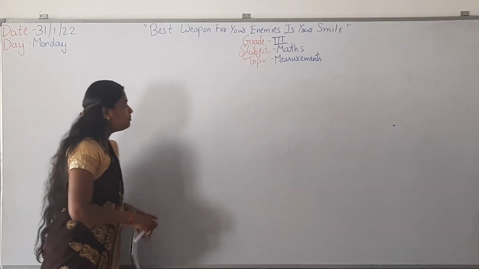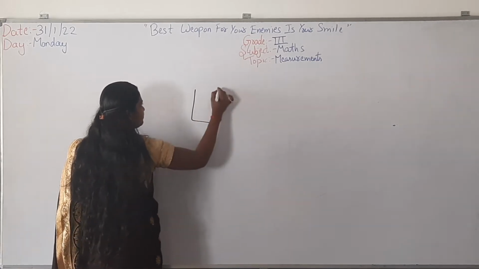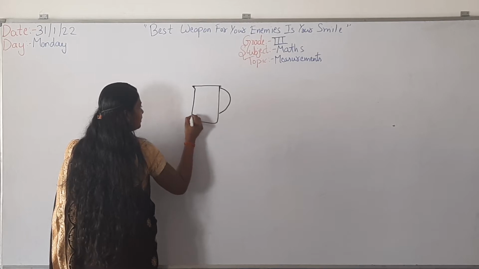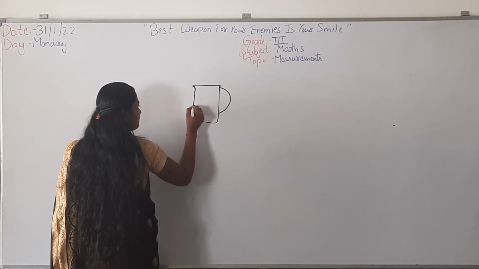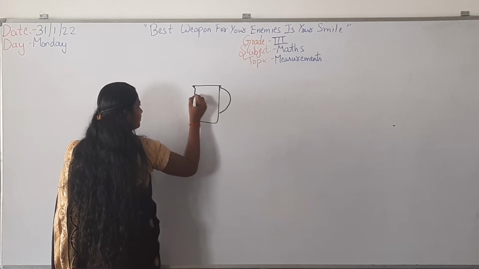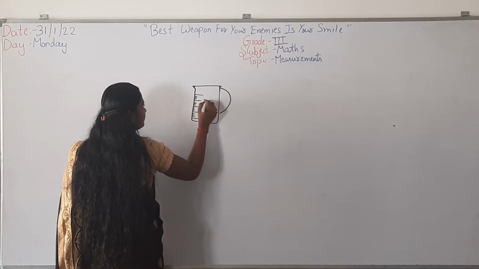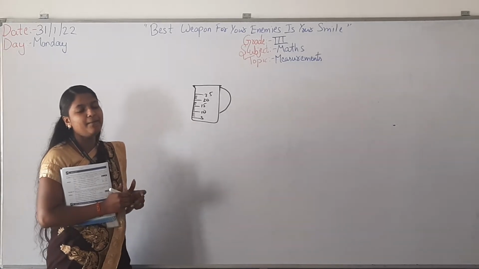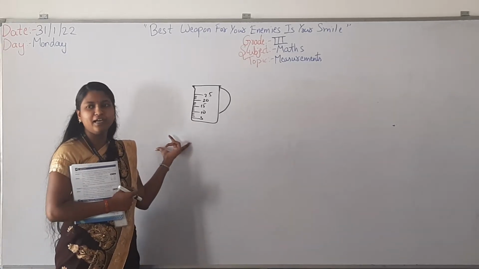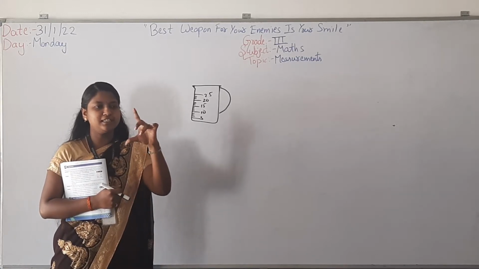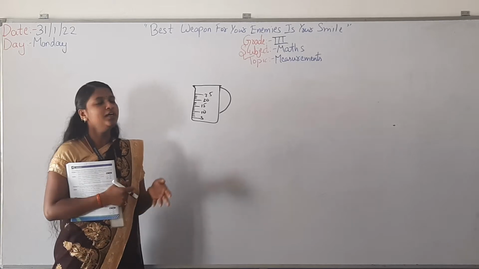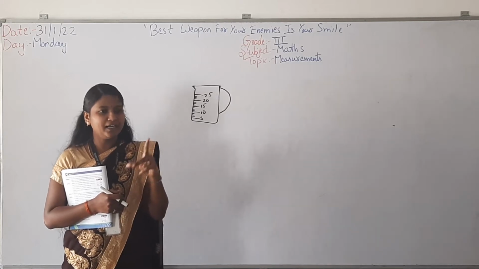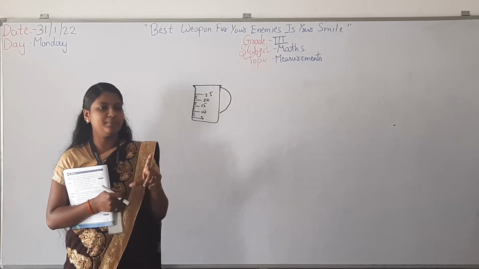So that container, have you observed this container? It will be like this and a handle. And here, the measurement will be written like this. Yes or no? So these are the measurements of the liquid. When you want to measure milk also, they will use this only, right? It will come in different sizes: small size, little bigger, more bigger and larger. A small size will be 50 ml, then 100 ml, then 500 ml, then 1000 ml. 1000 ml is 1 liter.